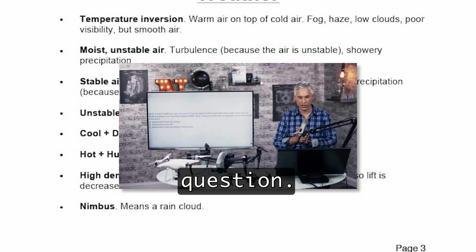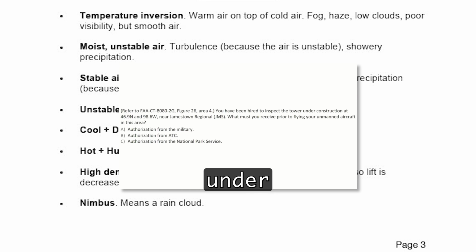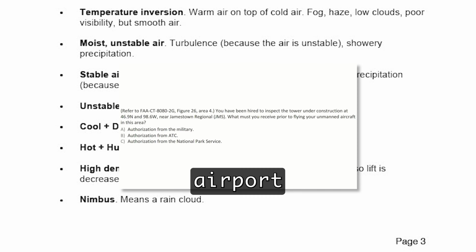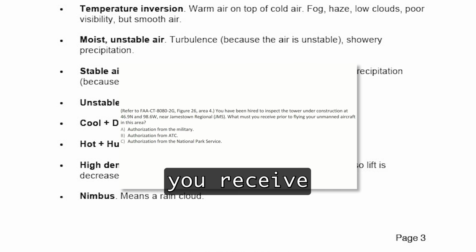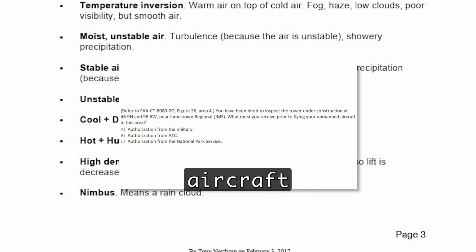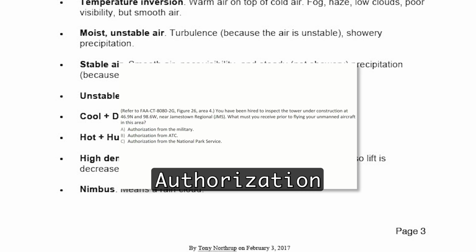Here's another sample test question. You've been hired to inspect the tower under construction at an airport at particular coordinates. What must you receive prior to flying your unmanned aircraft in this area? Authorization for the military? No.